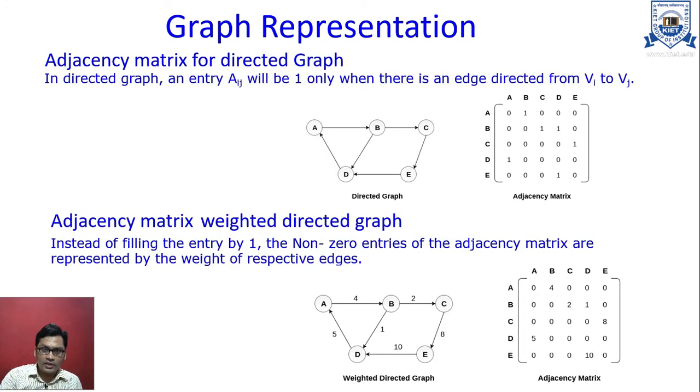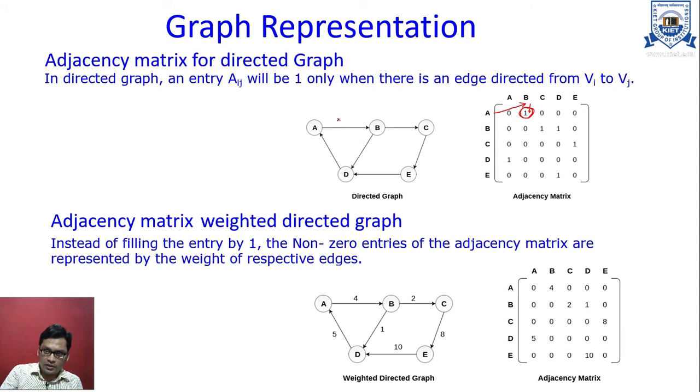Now come to the directed graph. Adjacency matrix in directed graph is very easy also. In a directed graph, the entry in this matrix will be 1 if and only if there is an edge directed from Vi to Vj. Suppose A to B is there, this is 1. So I am going to keep this 1 here in this matrix. But not B to A.